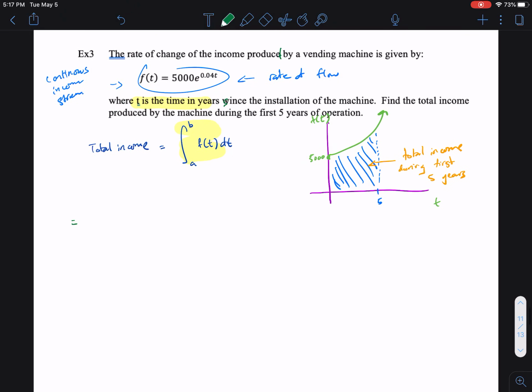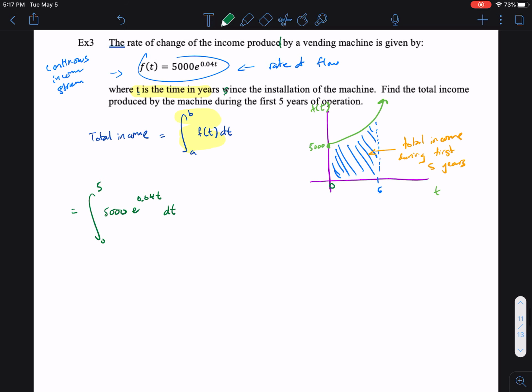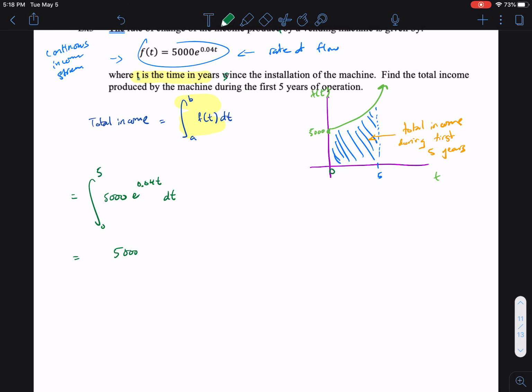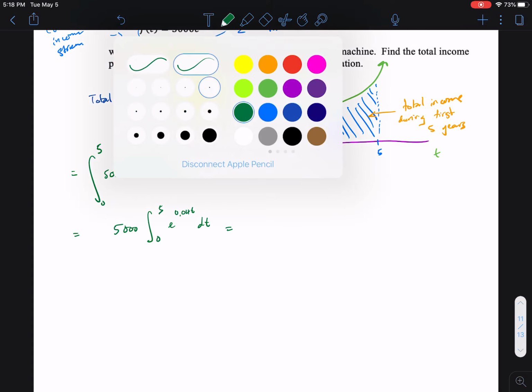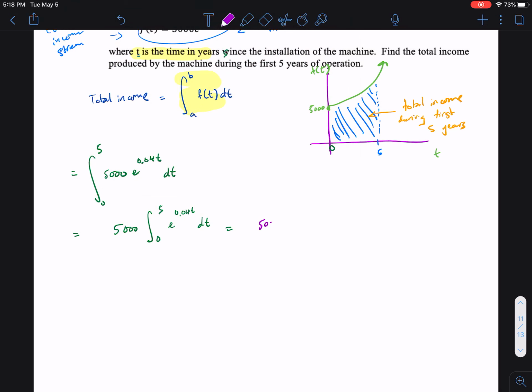So a to b in this case is going to be from 0 to 5. f of t is going to be 5,000 e to the 0.04t dt. So this is going to be 5,000 times the integral from 0 to 5 of e to the 0.04t dt. And we learned this from the previous lesson, which is how to find the antiderivative of an e function. It's going to be e to something and divide by the constant in front of the variable. And then we're going to evaluate from 0 to 5.